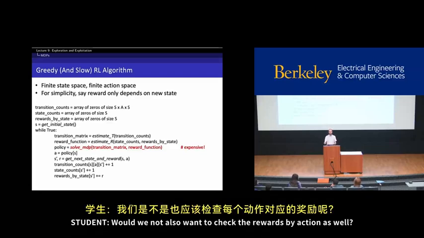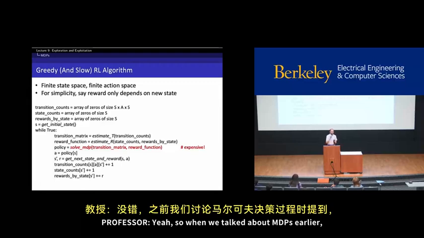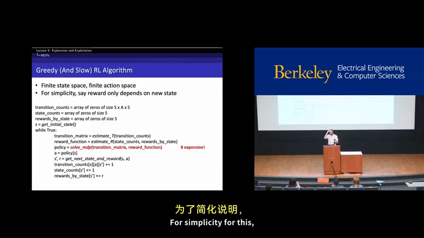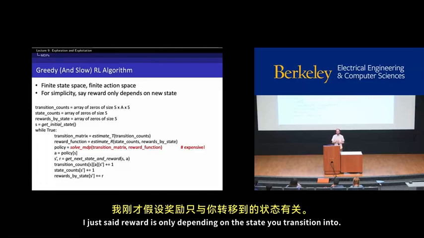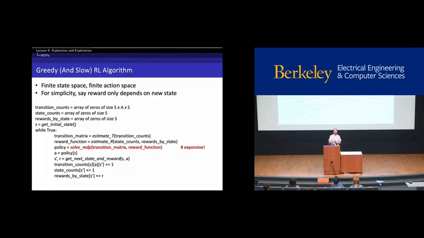Yeah? Would we not also want to check the reward by action as well? Yeah, so when we talked about MDPs earlier, the reward could depend on the initial state, the action, and the state we're transitioning into. For simplicity for this, I just said reward is only depending on the state you transition into. And so if you're in that setting, then this is enough information to track.